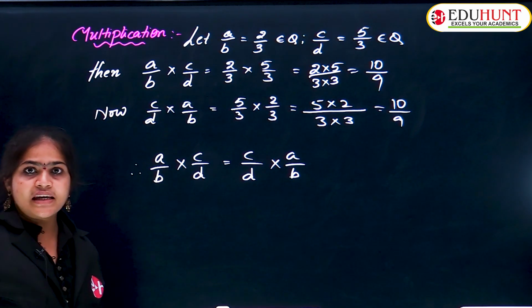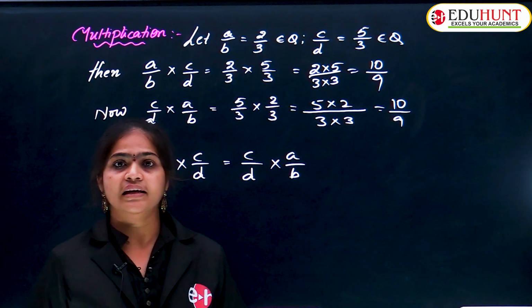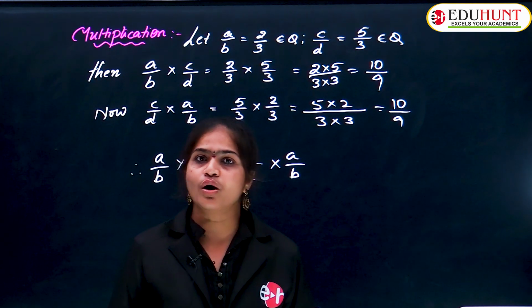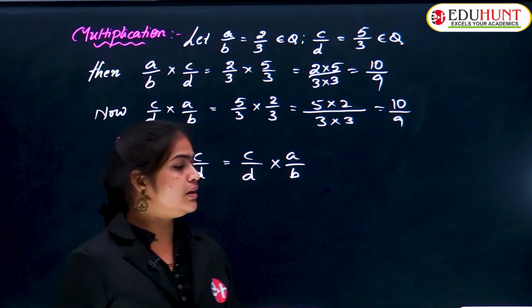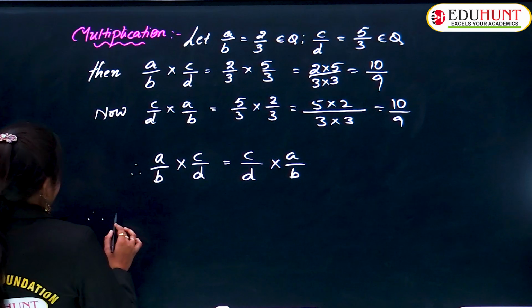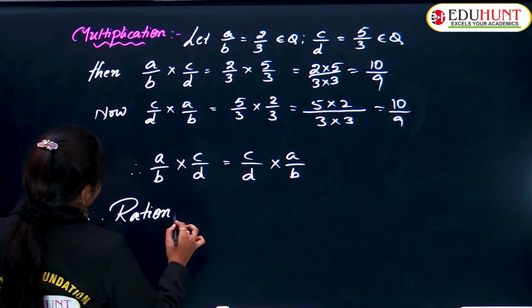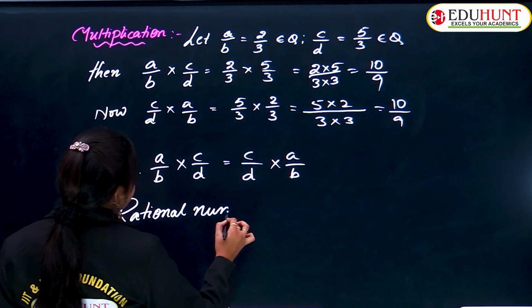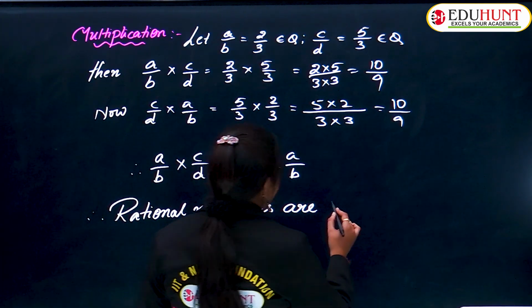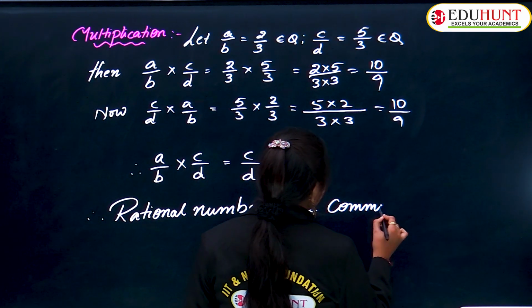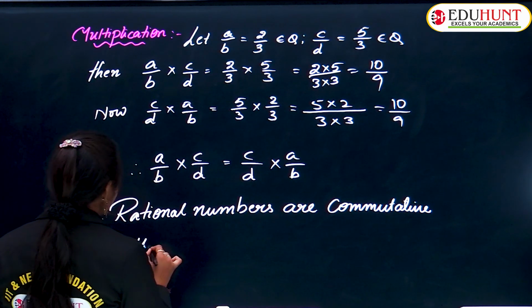Understood? So what can we say here? In this property, if you multiply any two numbers in any order, if you change the order of the numbers, we will still get the same resultant only. Since as per this, we can say rational numbers are commutative under multiplication.